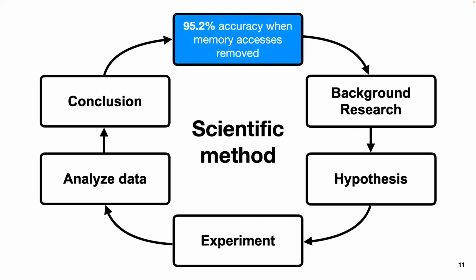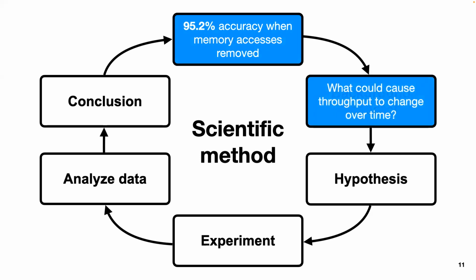We have 95.2% accuracy on this website fingerprinting task when memory accesses are removed from the attack. So we went back and did our research, and we realized, as Jules said, that this attack is essentially measuring instruction throughput over time. So what could cause throughput to change? Our first hypothesis is actually frequency scaling.